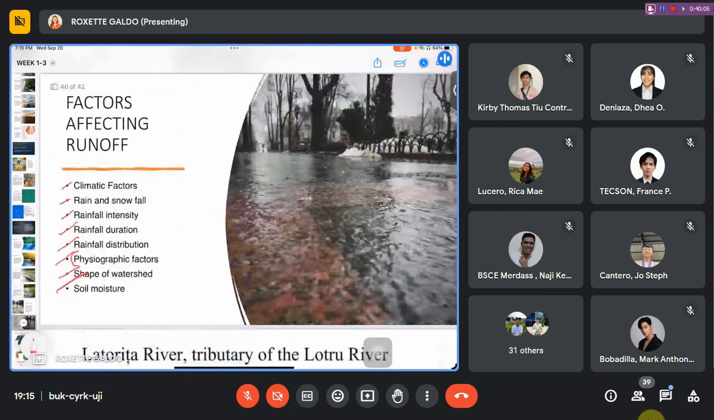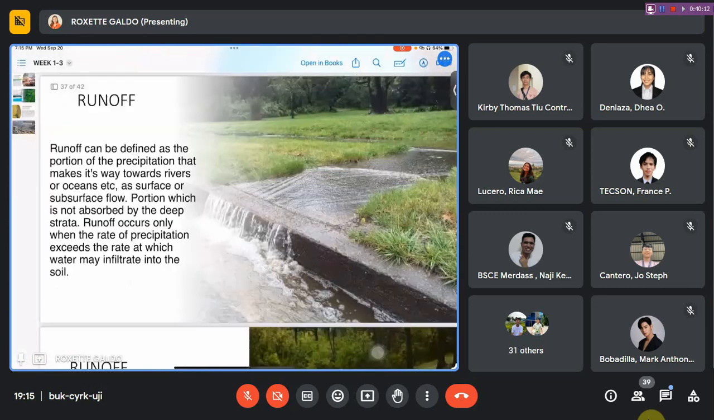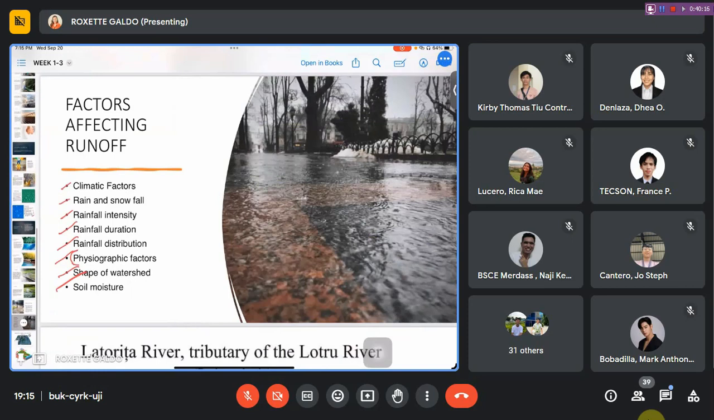Okay. So, what are the things that affect the runoff? First one is the climatic factors. So, climatic factors, whether rainy or hot. If it is rainy, there is a possibility for runoff. If it is hot, of course there is none. Okay?